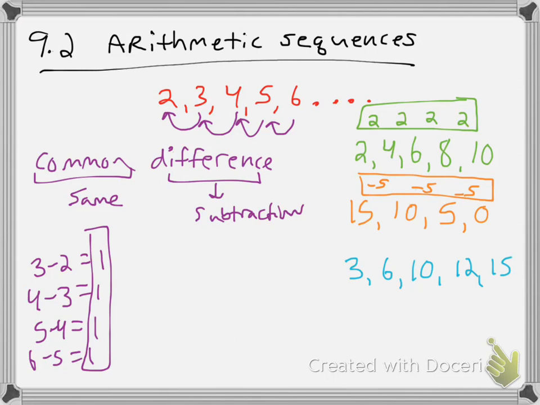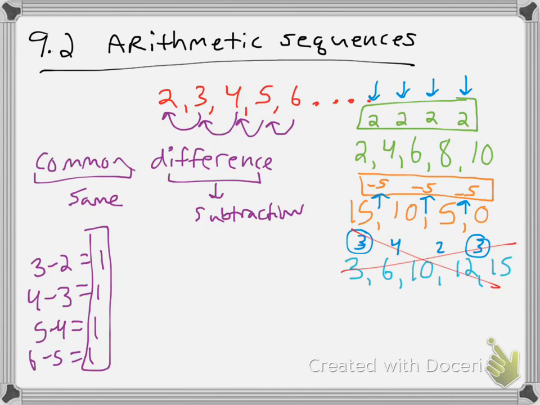And what about this one? 6 minus 3 is 3. 10 minus 6 is 4. 12 minus 10 is 2. 15 minus 12 is 3. Is this arithmetic? No. Even though 3 occurs twice, for it to be a common difference, it has to be the same between every term. And so the common difference here is 3, and then 4, and then 2, and then 3. So there is no common difference. So this one is not arithmetic.